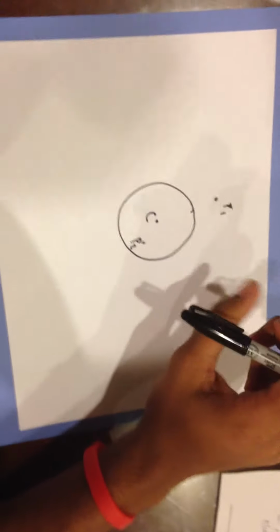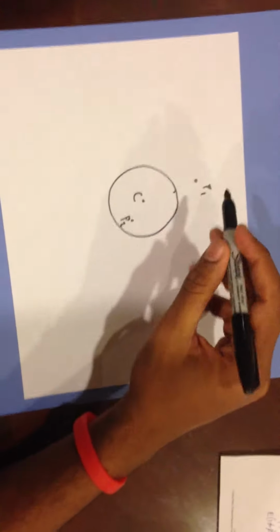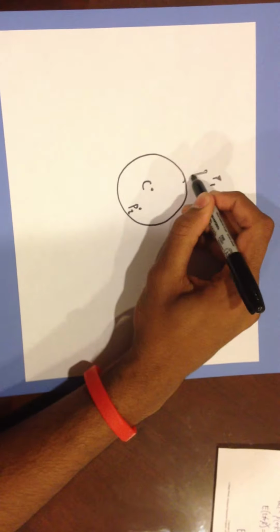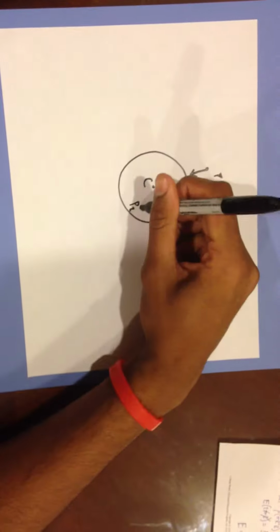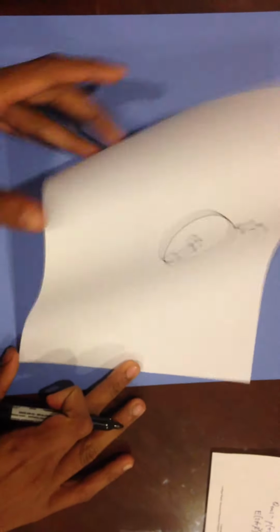And they ask us to draw the vectors to indicate the direction of the electric field at points P1 and P2. So at P1, the electric field is going to be going here, and at P2, it's going to be going here because they're going to be drawn towards the center.